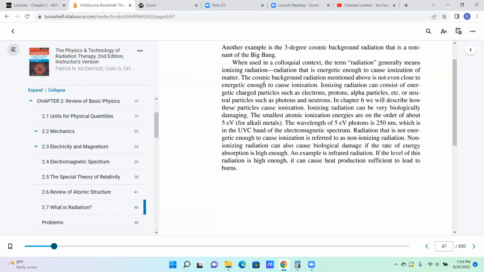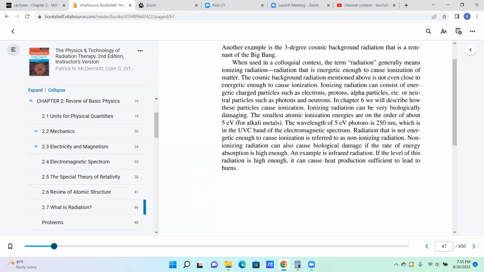When used in a colloquial context, the term radiation generally means ionizing radiation, radiation that is energetic enough to cause ionization of matter. The cosmic background radiation above is not even close to energetic enough to cause ionization. Ionizing radiation can consist of energetic charged particles such as electrons, protons, alpha particles, or neutral particles such as photons and neutrons. In Chapter 6, we'll be describing how these particles cause ionization.